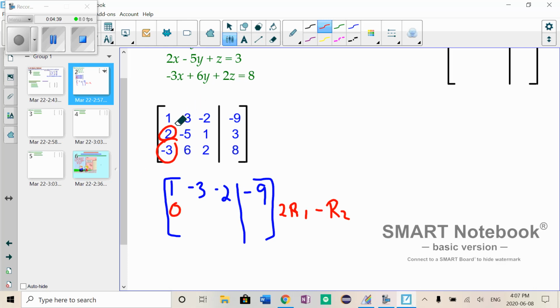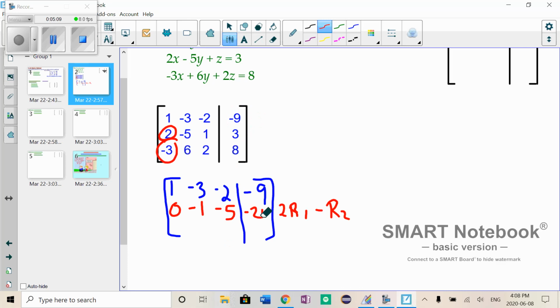2 times row 1 is going to be, it's a lot of mental arithmetic in your head here. So 2 times this is going to be -6, minus 5 is -11... which is -1. 2 times this one is going to be -4, minus 1 is -5. And 2 times this one is negative 18, minus 3 is negative 21.